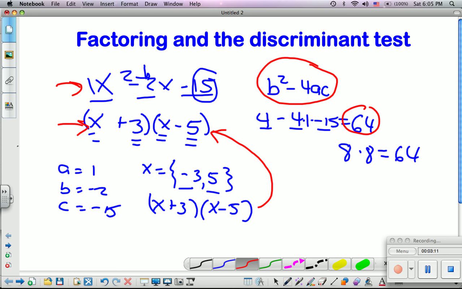And that concludes our factoring of binomials.